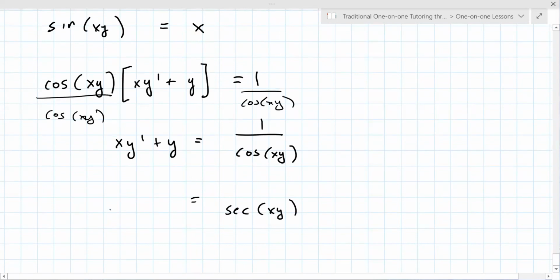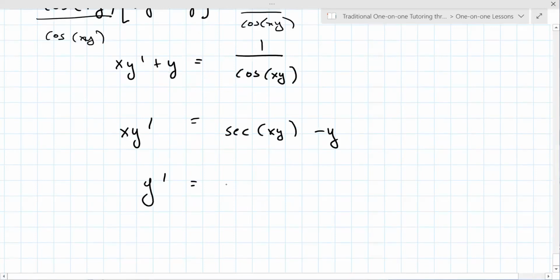So you may want to review your trig. Yeah, those are going to be on there, I think, too. And then you just divide by x. Yes. So your y prime equals secant xy minus y over x.